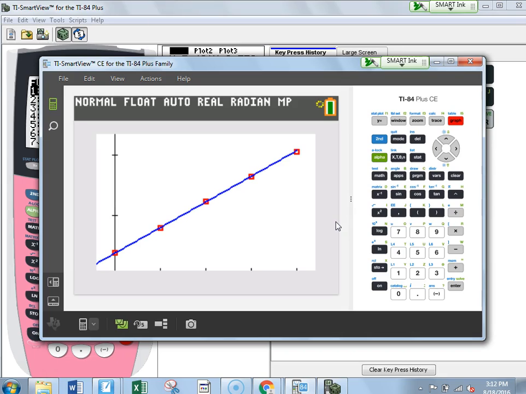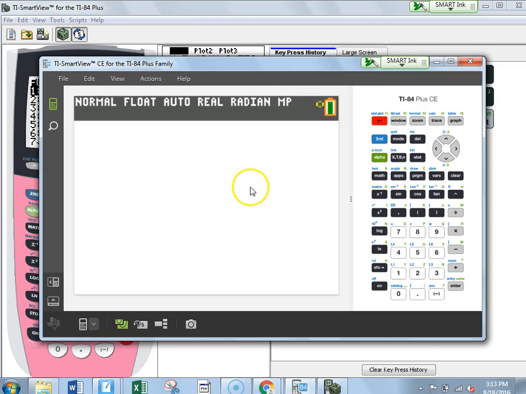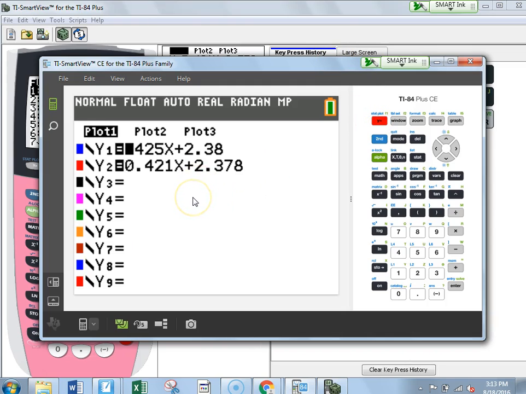I'm going to get 2 slightly different lines because I graphed 2 equations. The blue one is the one we did, and the red one is the one we just did. They're very, very similar. Do you notice? If we go to y equals, one of those we did by hand, and one the calculator did. Very, very similar, right?